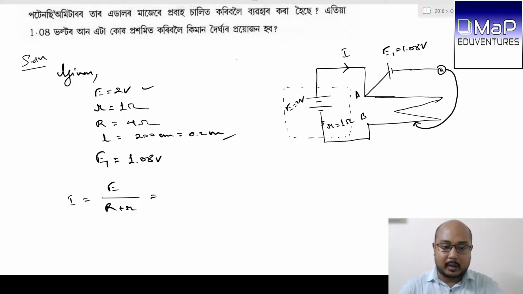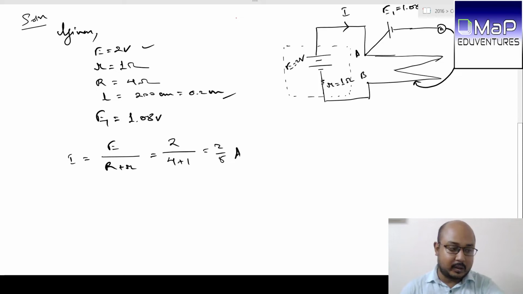Okay, so 4 plus 1, that is 2 by 4 plus 1, that is 2 by 5 ampere is the current. Okay, and then we need the voltage drop across the potentiometer wire. The voltage drop across the potentiometer wire I call AB. This is the voltage drop across the potentiometer wire. This is equal to simply V equal to IR.